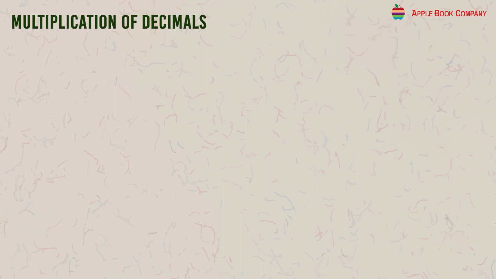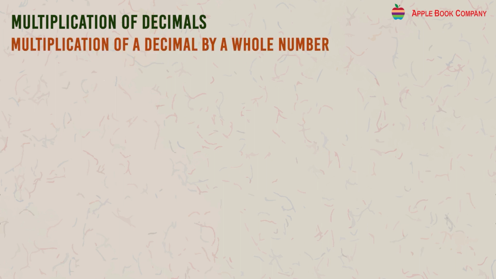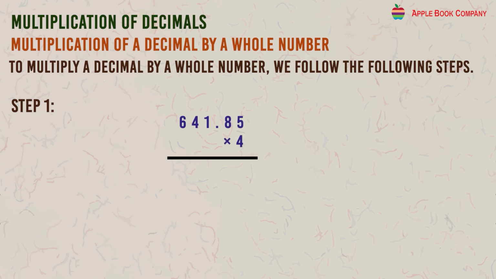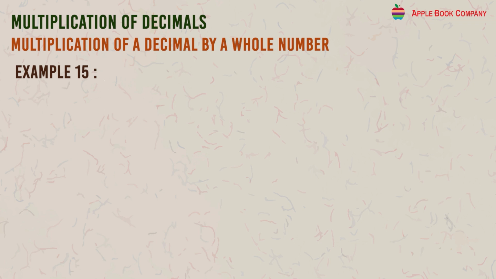Multiplication of decimals. Multiplication of a decimal by a whole number. To multiply a decimal by a whole number, we follow these steps. Step 1. Multiply the decimal without the decimal point by the whole number. Step 2. Place the decimal point so as to obtain as many decimal places in the product as there are in the decimal number.